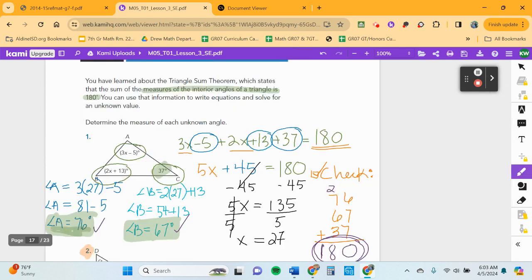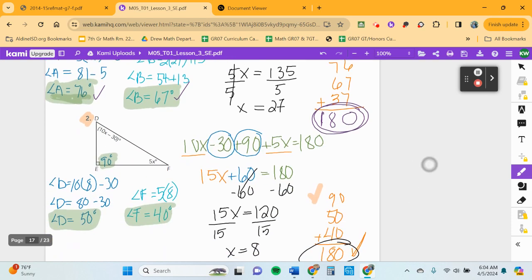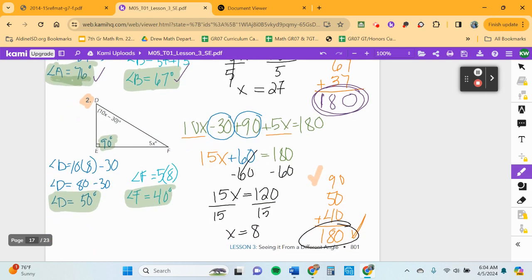Alrighty, now that you've had time to work, let's go ahead and check your work, comparing not just your answers, but comparing your work to my work. For number 2 at least. For angle D, you should have gotten 50 degrees. For angle F, you should have gotten 40 degrees, and x was equal to 8. Go ahead and take a second and compare your work.